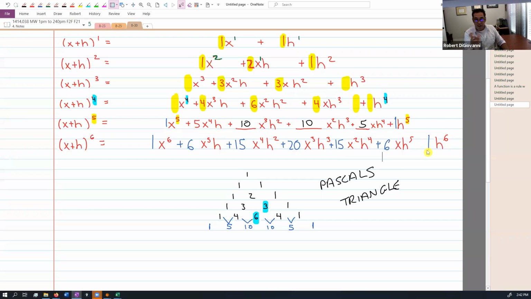So if you were to take x plus h times itself 6 times, you would get this. And you see, you could just keep doing this, for as high as you want. Believe it or not, in calculus, that will become helpful if you know that, because then you can do things quickly.